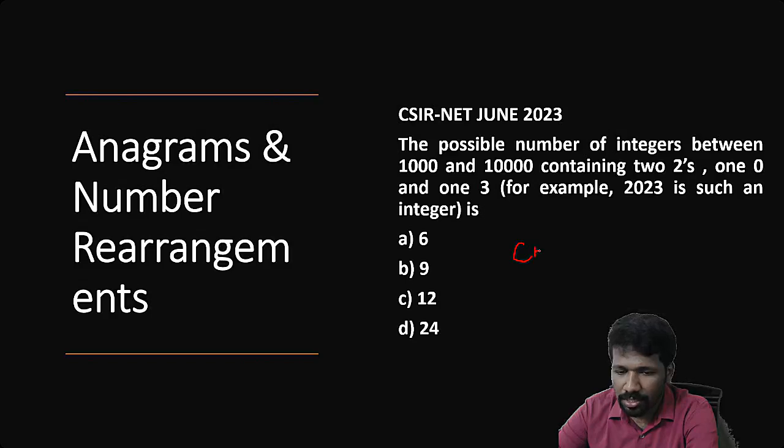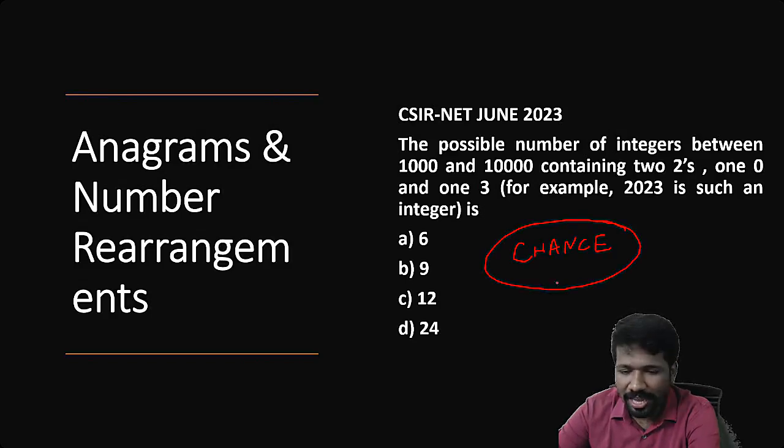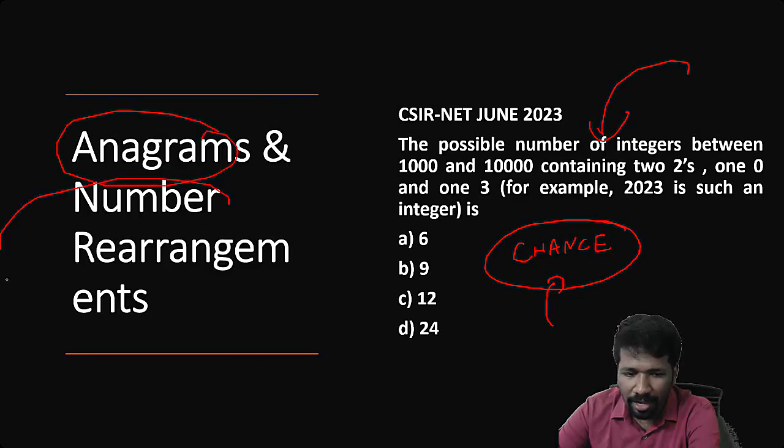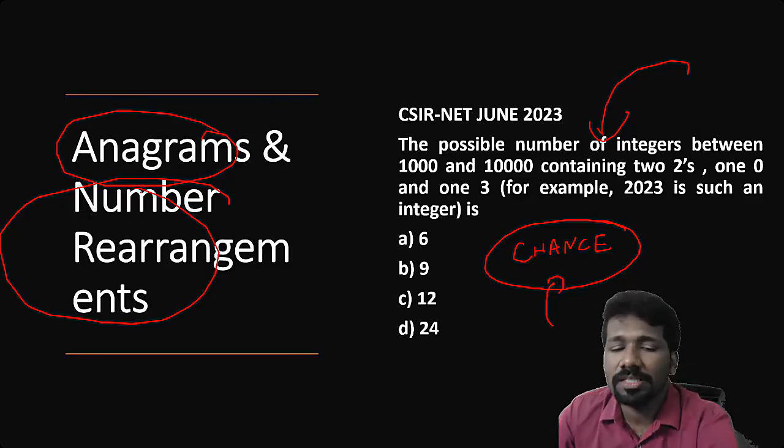For example, in one CSIR-NET exam, the question was how many ways you can rearrange the word chance. That is called an anagram problem. Similarly, this is a number rearrangement problem. So anagram and number rearrangement we will be discussing in a single lecture.